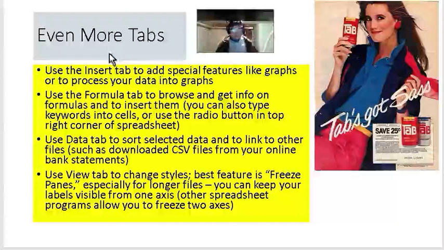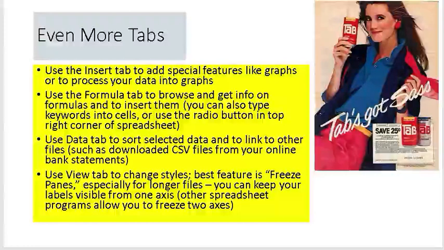And then on the View tab, a really nice function is the Freeze Panes option, especially for longer files. So if you've got a gigantic spreadsheet, you might want to freeze the top column or the top row so that you can make sense of all the data as you're scrolling down, down, down, and down. And unfortunately, in the modern Excel program, you can only freeze one pane at a time. You used to be able to freeze two panes, which is kind of tough.